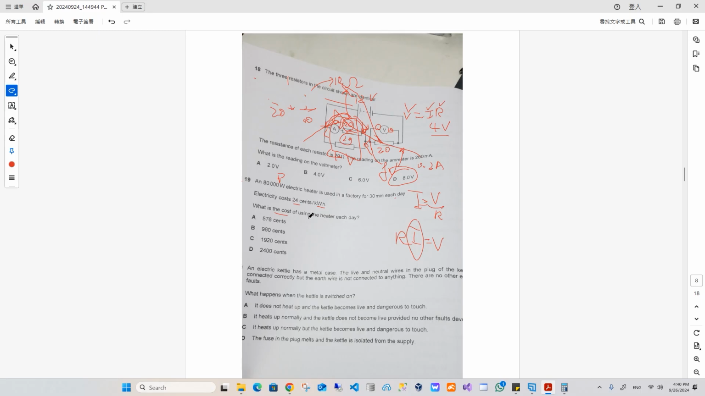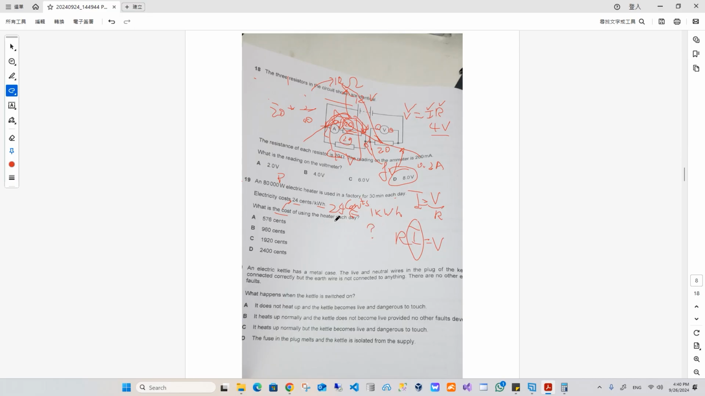Okay. So what's the cost? I want money. Okay, so the money is actually from here, the information. 24 cents per kilowatt hour means that for every 1 kilowatt hour you will need 24 cents. Okay, so everything in cents. I just need to find how many kilowatt hours I use, right?